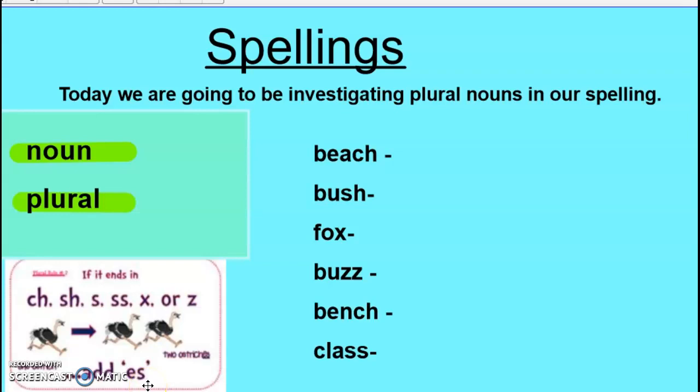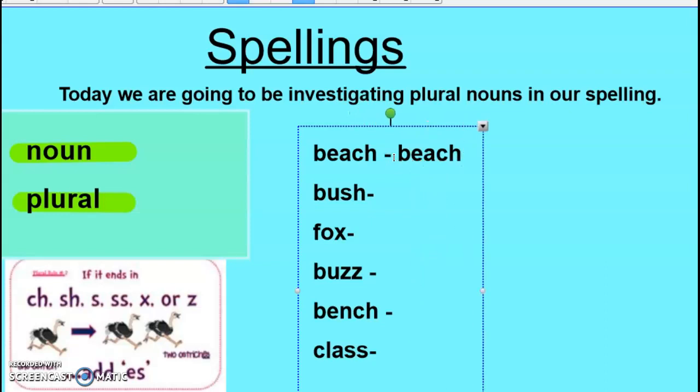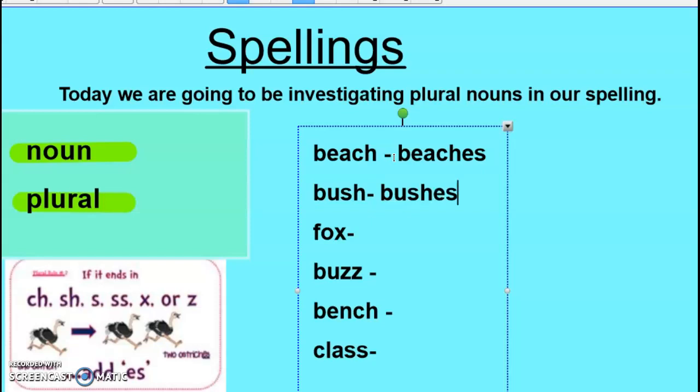Okay, so here are some examples. If I had the word beach, now beach ends in CH. So if I was talking about more than one beach, on my holiday I visited some beaches, I would need to add on the suffix at the end of the word ES, and it would make it beaches. Okay? For example, if I had the word bush, and I wanted to talk about there was more than one bush, and outside there were some bushes that needed to be cut, I would add on the suffix ES. Because that word ends in SH. Because it ends in SH, I add on ES.